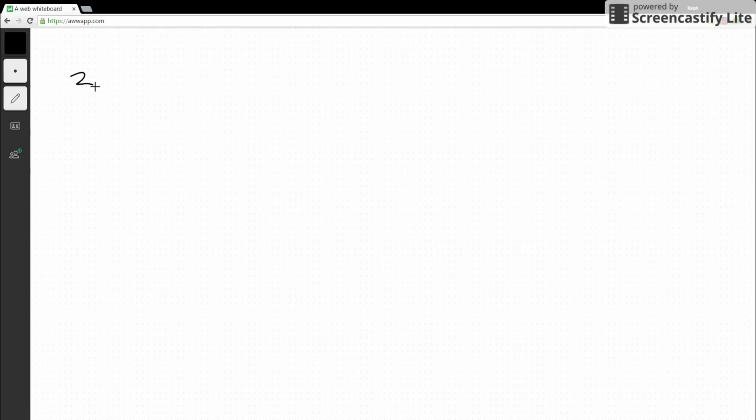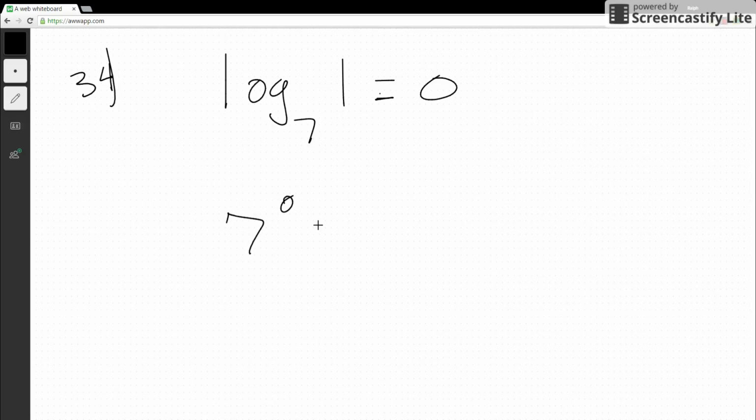34. It's asking me log base 7 when I plug in a 1. So they're basically asking, what do I put on a 7 to equal 1? The only number that works for that is 0, because 7 to the 0 is 1.